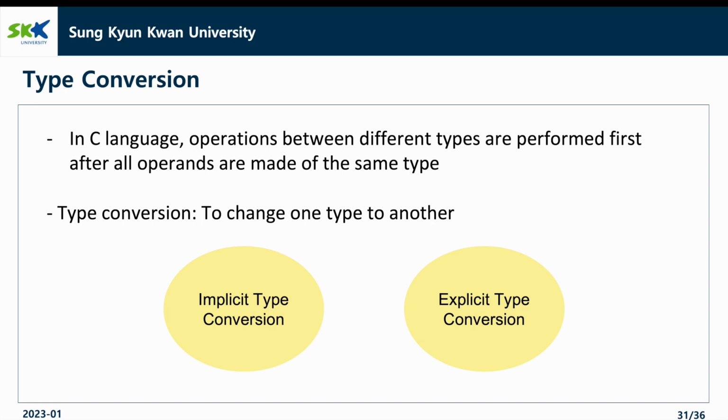Finally, we will learn about type conversion. The operations between different types in C are performed after all the operands are made of the same type. The act of changing one type to another is called type conversion. Type conversion from a type with a narrow range of expressions to a type with a wider range of expressions is not a big deal. However, in the opposite case, a type conversion to a type with a narrow range of representations results in data loss. Type conversions are largely divided into implicit type conversion and explicit type conversion.